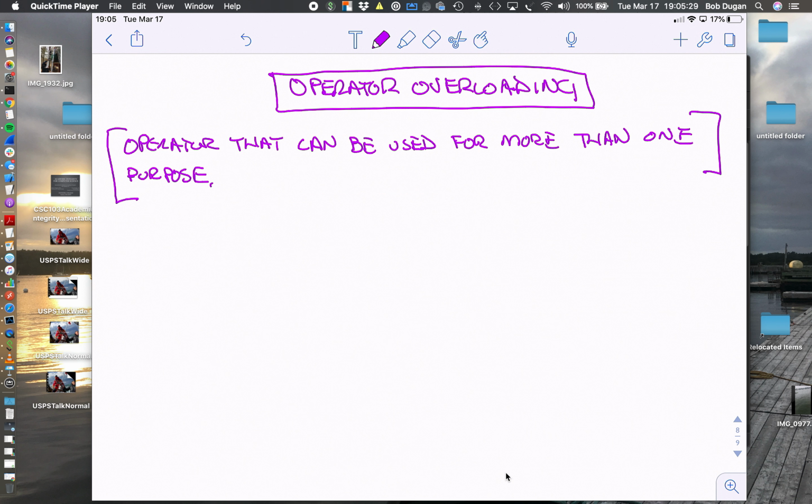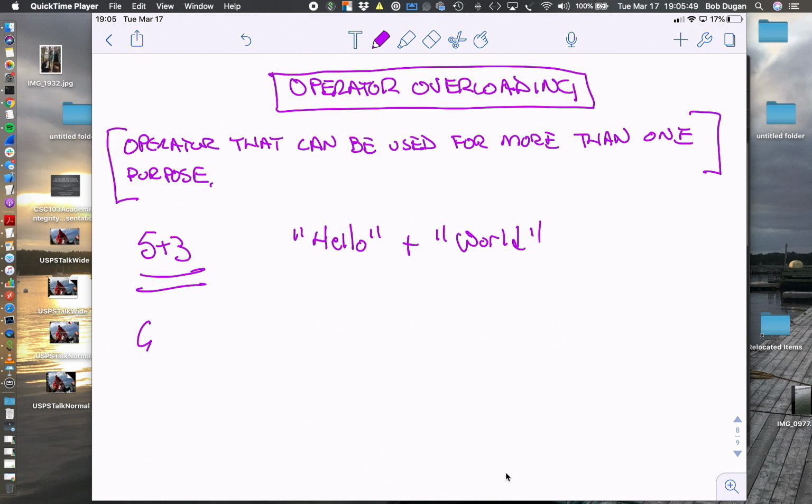So what's an example of that? Well, here's 5 plus 3. So we know that's going to give us 8. But also, here's "hello" plus "world". It's probably my favorite operator overloading example because it's fairly ubiquitous in languages. We see it in lots of different places.